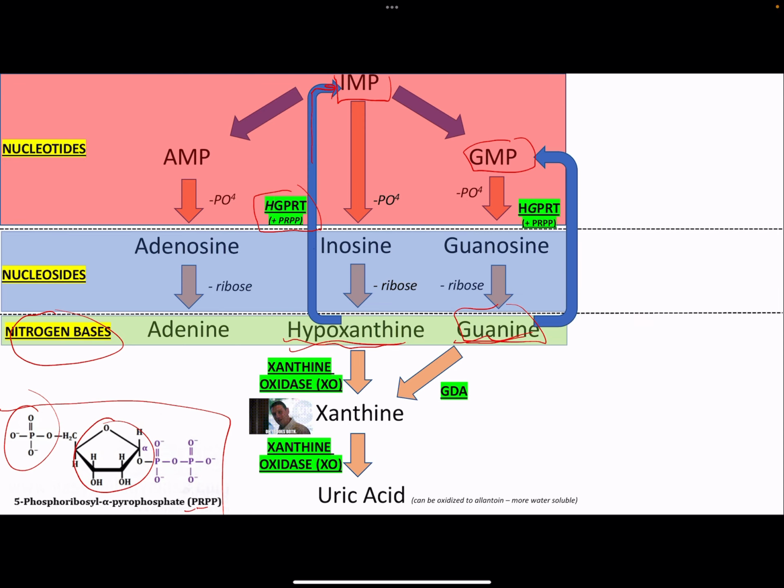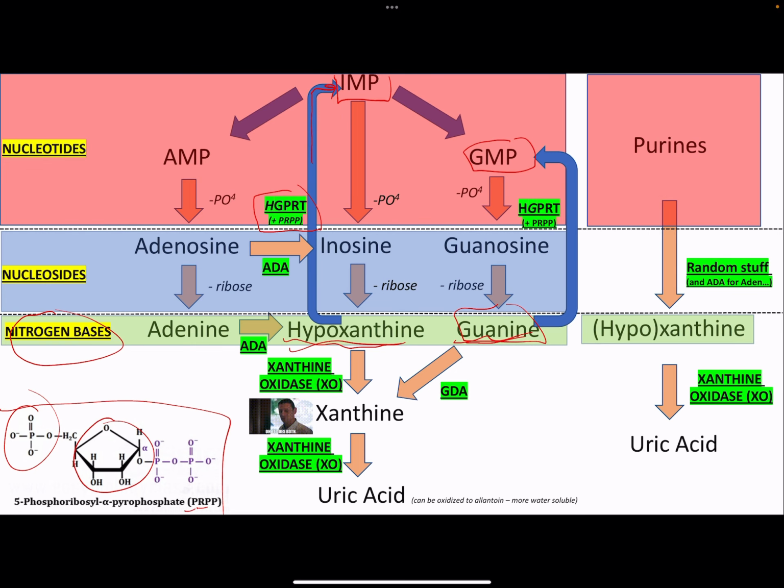So that, to me, that's a lot. I do think this is stuff you should know, but you want to simplify it. This is probably going to get you the majority of questions. Purines are broken down via a lot of random processes to hypoxanthine. Keep in mind that you do need ADA technically to break down the adenosine and the adenine, because you've got to convert it to inosine or hypoxanthine. But there's a bunch of things to break it down.